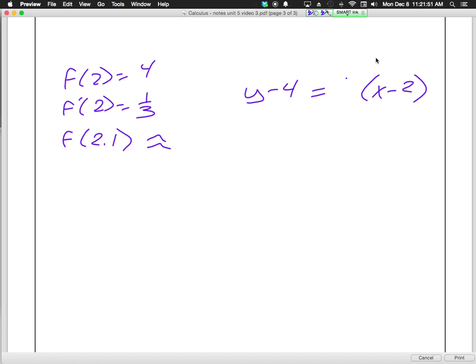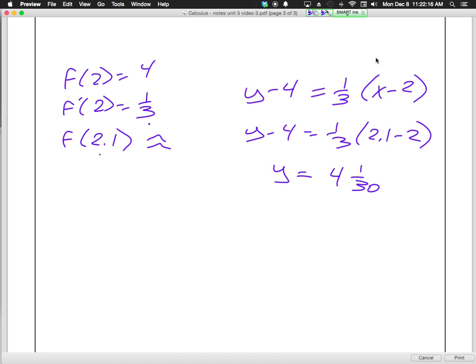Harrison, why is 1/3 my slope? Derivative is the slope of the tangent line. So since I plugged 2 in the derivative, that means 1/3 is the slope of the tangent line. So now to approximate 2.1, all I have to do is plug in 2.1. When you do that and solve to save time, you end up with 4 and 1/3. Awesome.